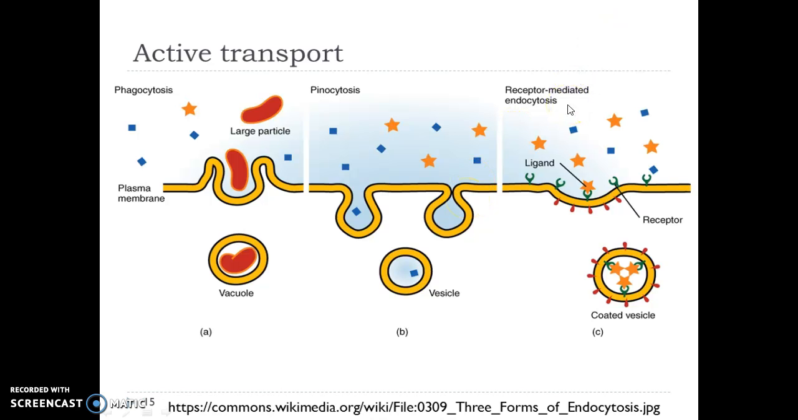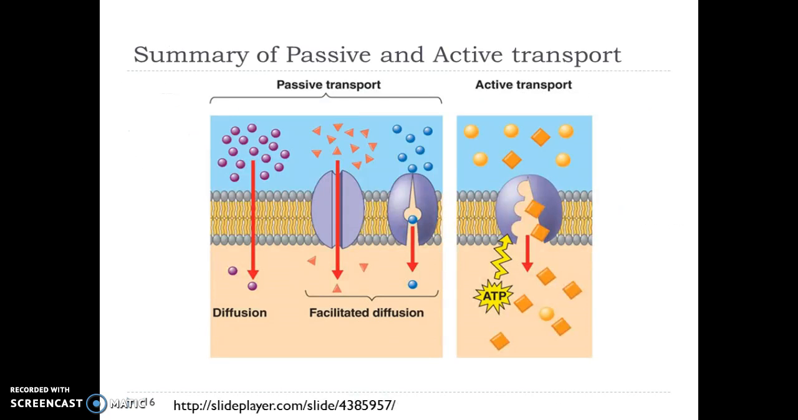Next is the receptor-mediated endocytosis. So, you have a receptor here. When a ligand comes and binds, the receptor attaches. Now, it engulfs it. So, it forms a vesicle. So, it's a coated vesicle where the ligand is there, the receptor is there. Totally, it is engulfed. So, it becomes a coated vesicle. So, this is how the active transport has been divided into phagocytosis, pinocytosis and receptor-mediated endocytosis.